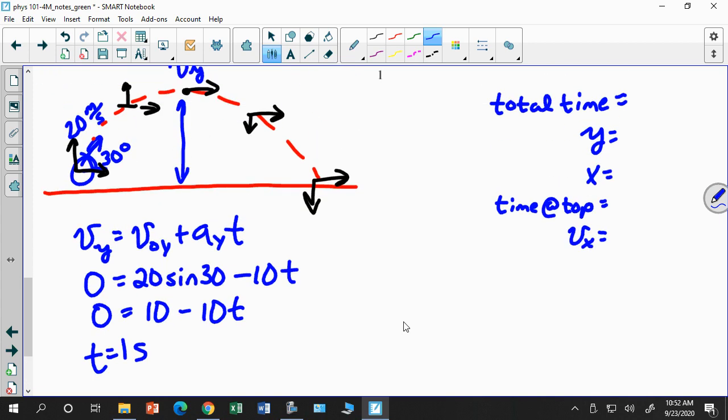So if I'm filling in this little table over here, I have 1 second at the top of the trajectory. That means that the total time is going to be 2 seconds, right? Because it's a symmetrical system. It takes the same amount of time to go up as it does down.